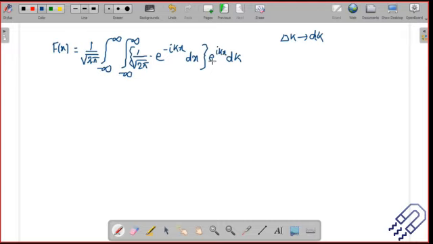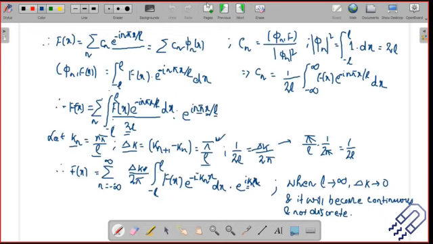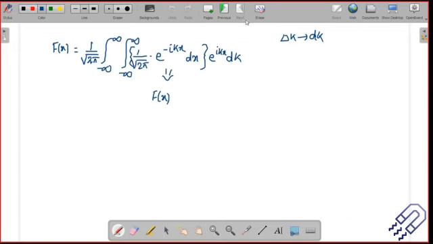So this term that we have here is called the Fourier transform. This is also minus. This is minus, no problem. Check it again. So this term that we have here is written as f tilde of k. F tilde is called the Fourier transform.